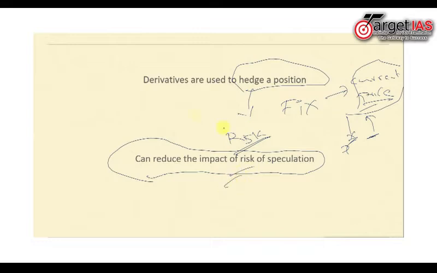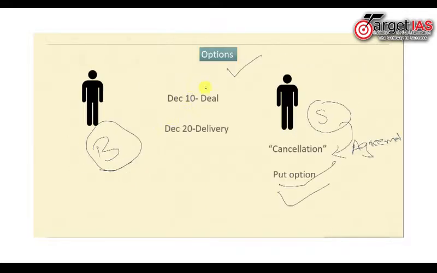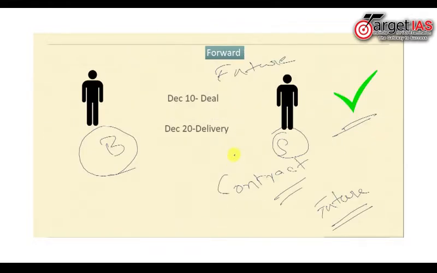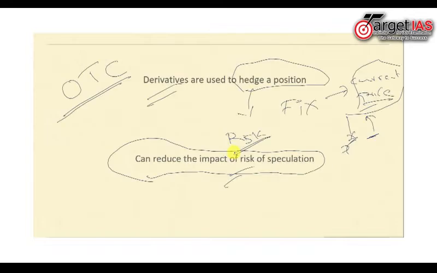So that's why derivatives are used, and derivatives are available in the over the counter market. The secondary market, as we had seen, is divided into over the counter and stock exchange. Over the counter derivatives are generally traded. So a derivative is nothing but a contract between the buyer and the seller.